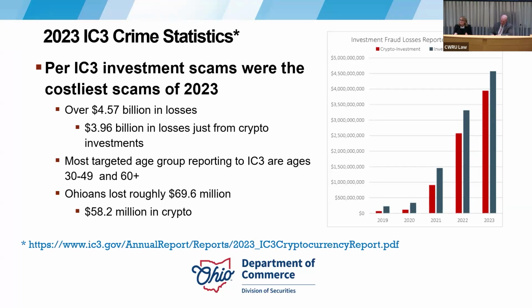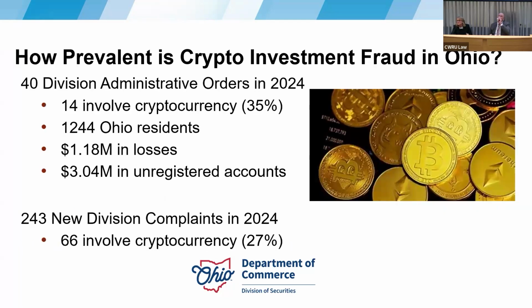And Ohioans lost roughly $69 million, with $58 million in crypto. And I'm sorry, did I say million or billion for that top number? It's billion with a B. So there are a lot of losses, not only nationwide, but this is impacting people. This is money coming out of Ohio, for investment advisors and dealers that are trying to comply, companies that are trying to comply. This is money that's coming out of legitimate investments that they could make with you. So it's a huge problem.